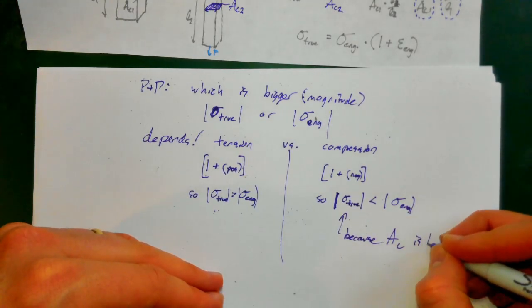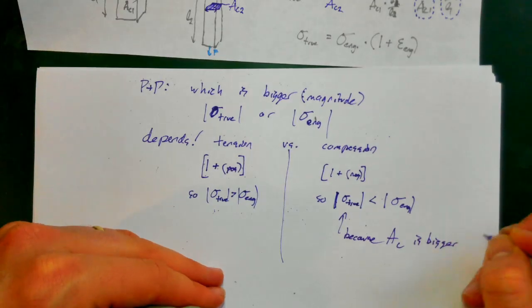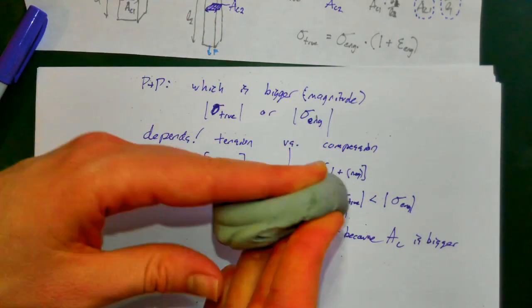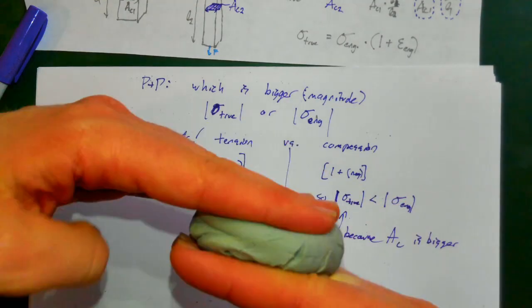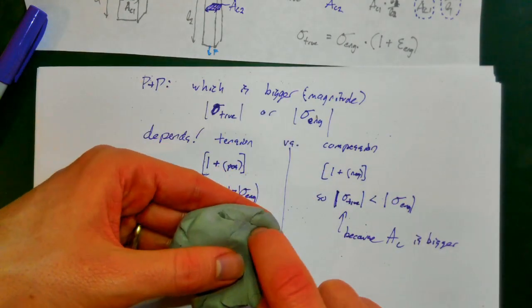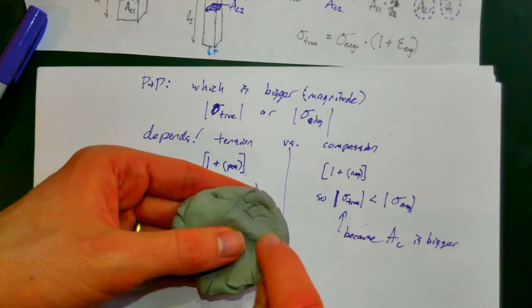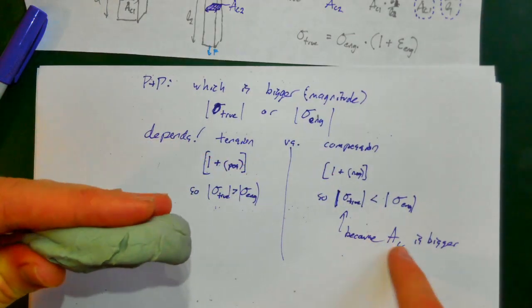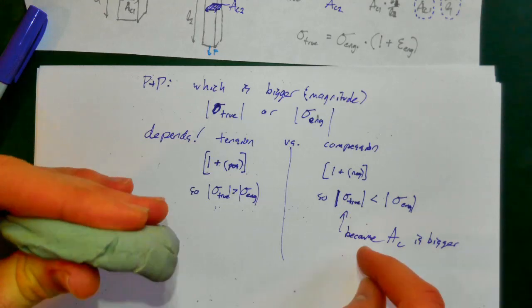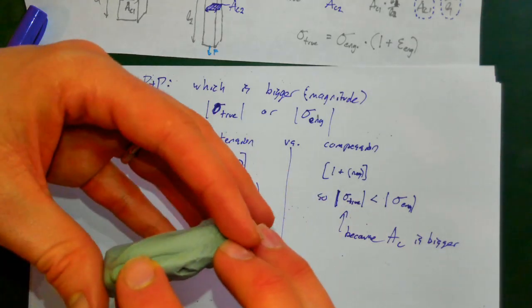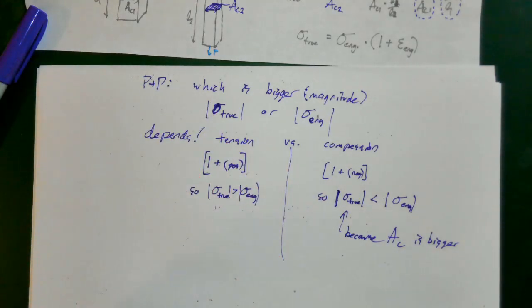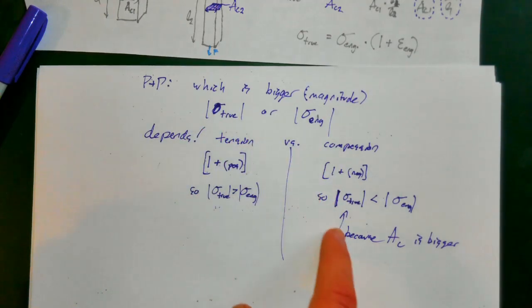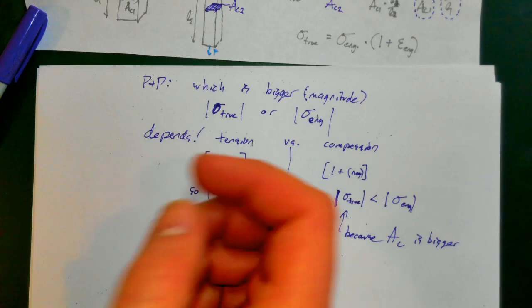A is bigger in the deformed state, right? So when you're squishing something, you now have more area to distribute that stress over. So the true stress experienced by each little unit of that Play-Doh is now less, because there's more area to distribute that force over. So in tension, true stress is usually bigger than engineering stress. In compression, the opposite is true.